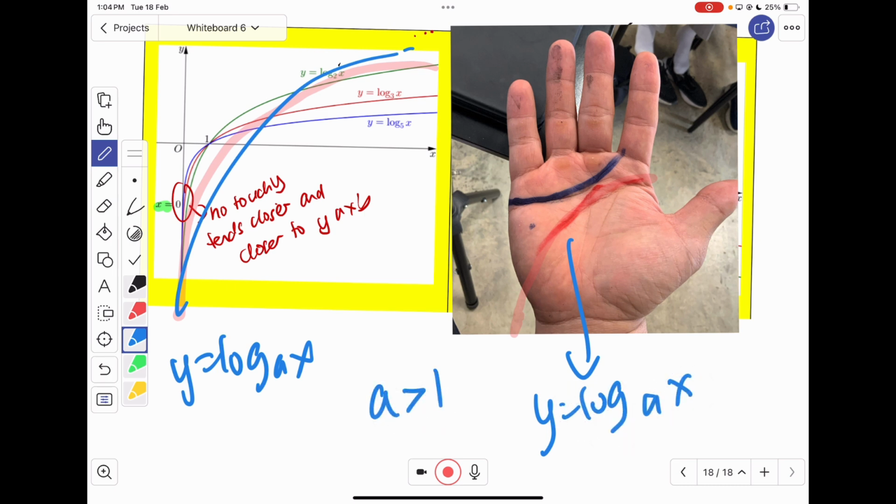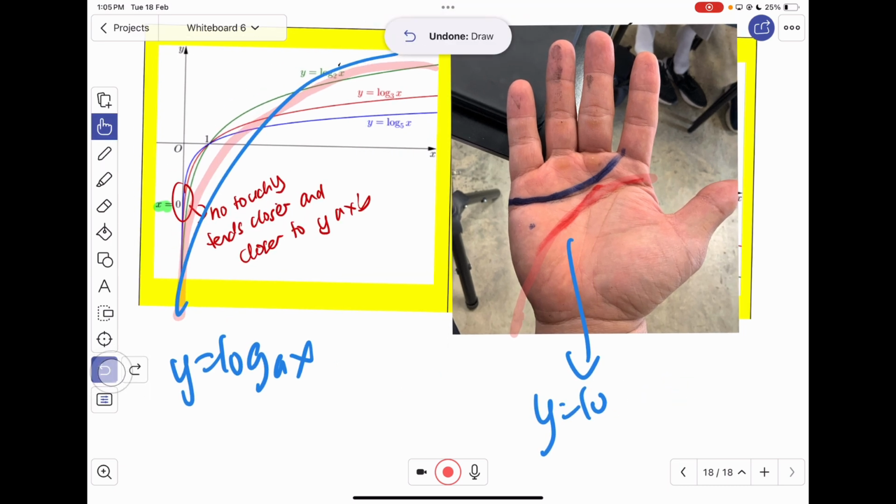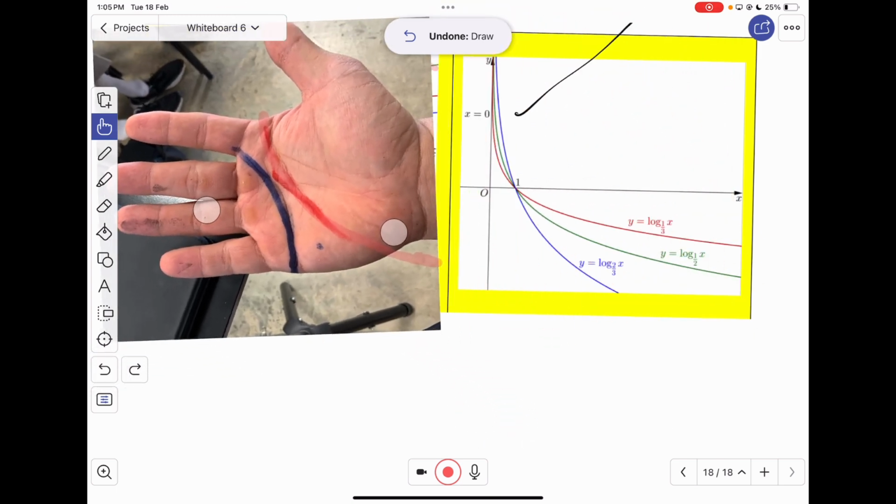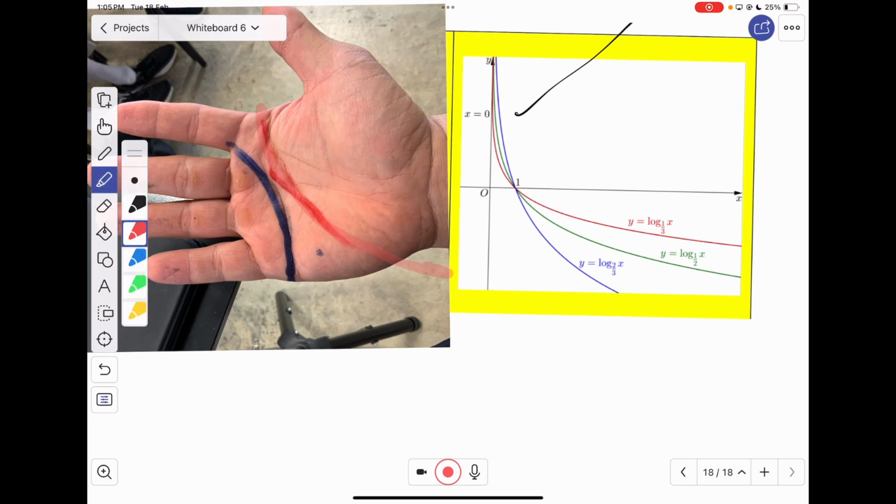Can or cannot? Okay, so now I turn my graph. I pretend I shake hand with you. I take my graph, I turn this way. Can you see? Now I look at this one. What base is this? More than 1 or less than 1?